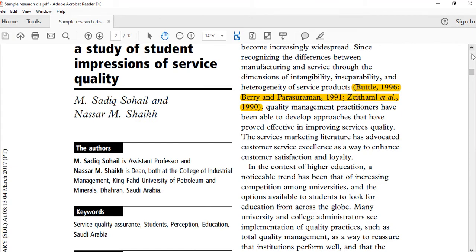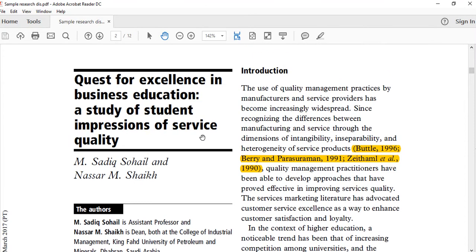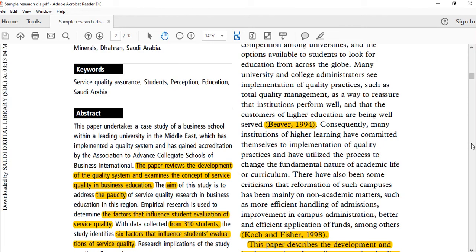Now, just by reading the topic, you may decide whether this is useful for you or not. So some of the groups maybe want to do research on excellence in business education. How do student impressions affect service quality? So many of you, some groups may be interested in this topic. So if you are interested in this topic, you will go further and then read the abstract.